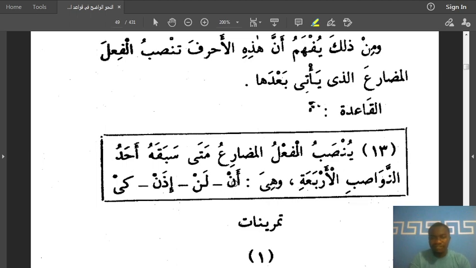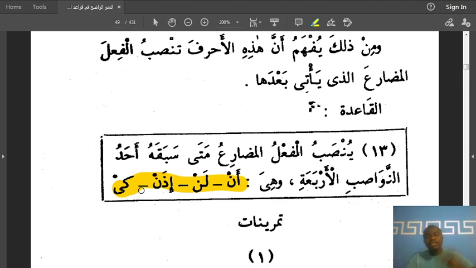وهي, and the four are an, lan, idhan, and kay. Now, this is for memorization, the qaida. So you keep reading it about 10 times, I'm sure it will stick. ينصب الفعل المضارع متى سبقه أحد النواصب الأربعة هي أن لن إذن كي. You do it like that, gradually it will stick.